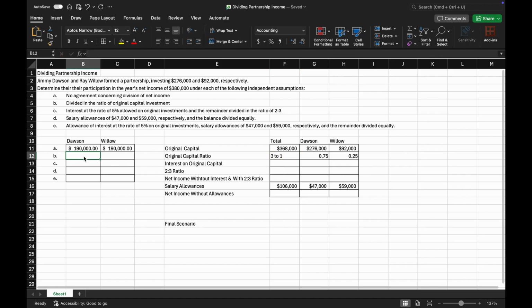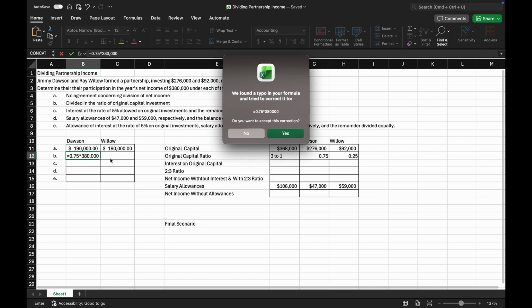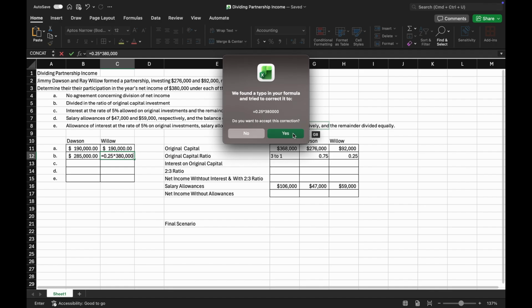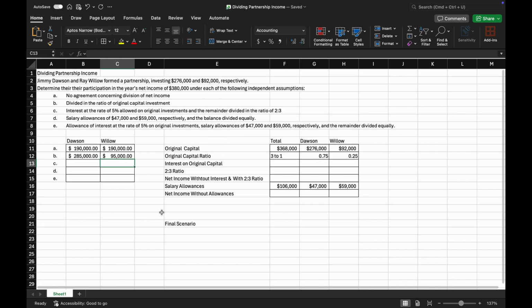Now, applying this to the net income for the year, we can do 0.75 times $380,000, which comes out to $285,000 as Dawson's participation in this year's net income. For Willow, we can do 0.25 times $380,000, which comes out to $95,000 for Willow's participation in this year's net income.